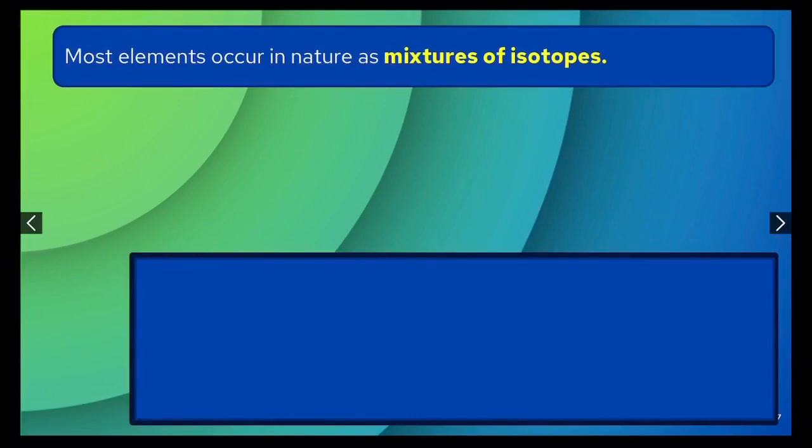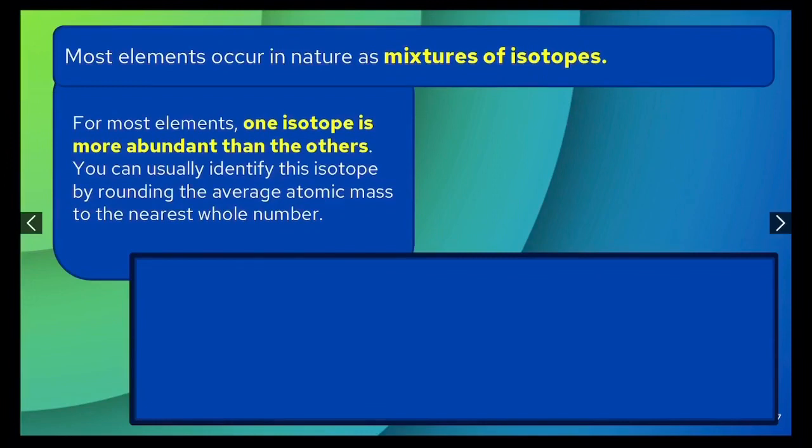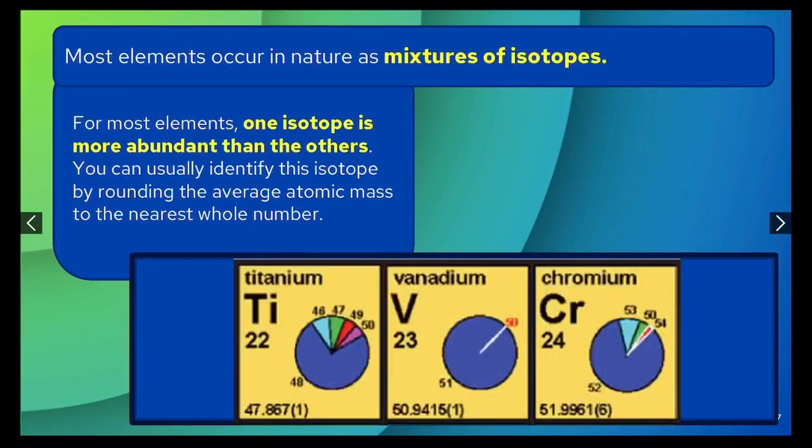Most elements in nature occur as a mixture of isotopes. For most elements, one isotope is usually more abundant than the others, and you can identify this isotope by rounding the average atomic mass to the nearest whole number. Let's take a look at these three elements: titanium, vanadium, and chromium. If you look at the periodic table, you'll notice that this value right here is known as the average atomic mass for that particular element. If you were to take that number and round it to the nearest whole number, 47.867 would round to 48.